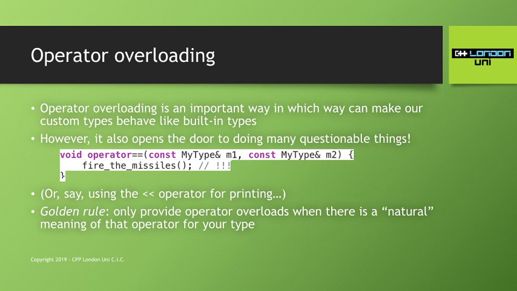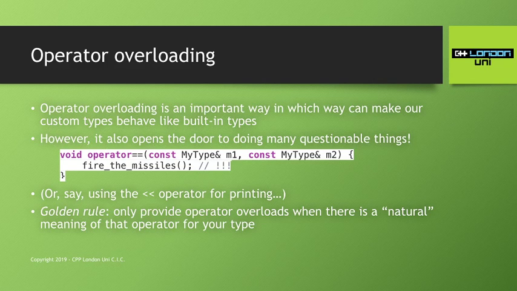But I want to just conclude by mentioning the golden rule, or at least my golden rule for operator overloading. Only do it when it makes sense, when there is a natural meaning for that operator for your type. Right? By all means, overload the equals equals operator if there is a meaning to it, if you can compare the values of two things. And for most types, you'll find you can do that. In fact, the equals equals operator makes sense for most types.